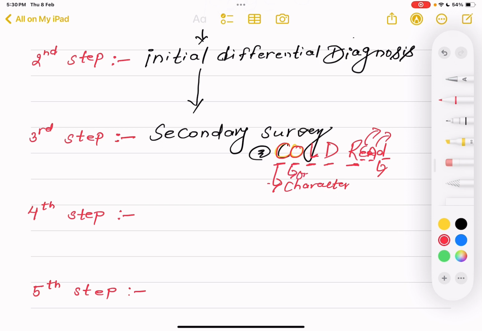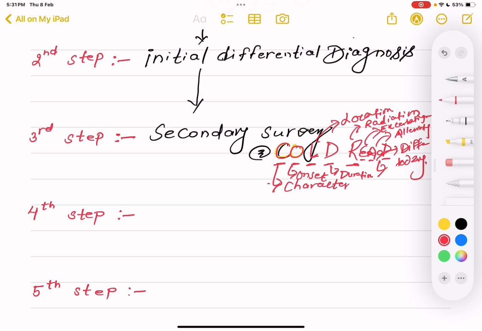Okay, so C stands for character, O stands for onset, L stands for location or the site, D stands for duration, R stands for radiation, whether the symptom is radiating to other sites as well or not. E stands for exacerbating or alleviating. D stands for different today. Okay.